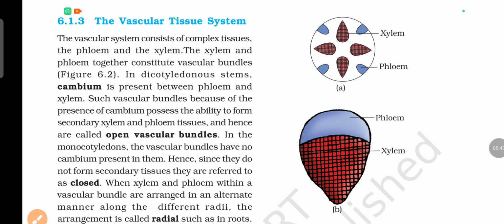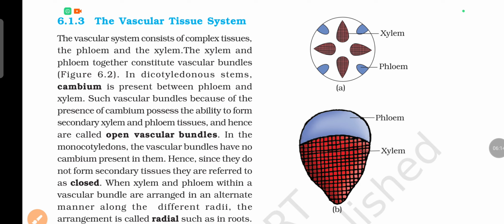The vascular system consists of complex tissue, the xylem and phloem. The xylem and phloem together are considered vascular bundles. In dicotyledonous stems, cambium is present between phloem and xylem. Such vascular bundles, because of the presence of cambium, possess the ability to form secondary xylem and phloem tissues, and hence are called open vascular bundles.